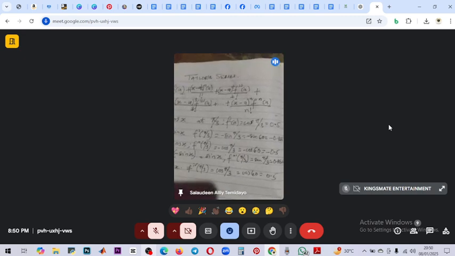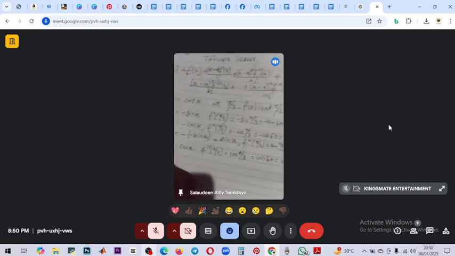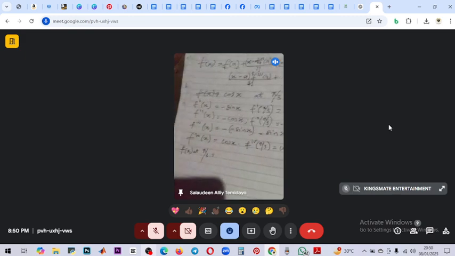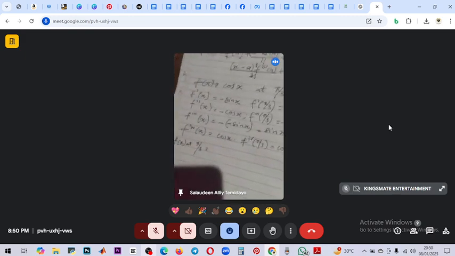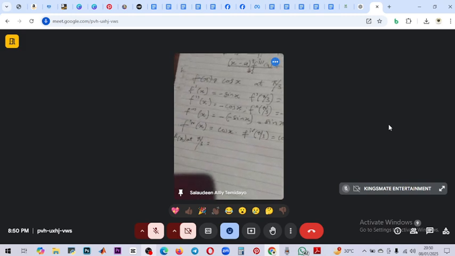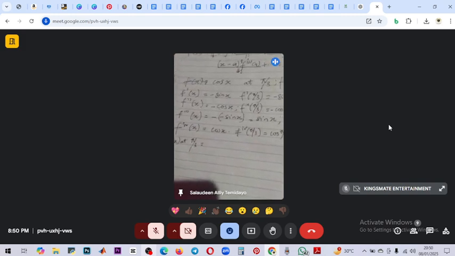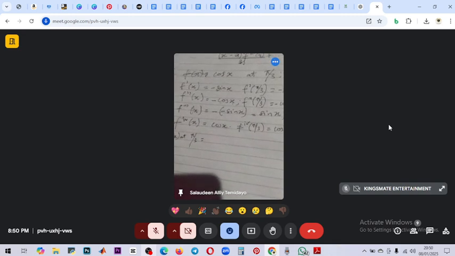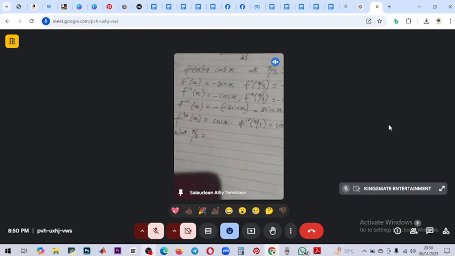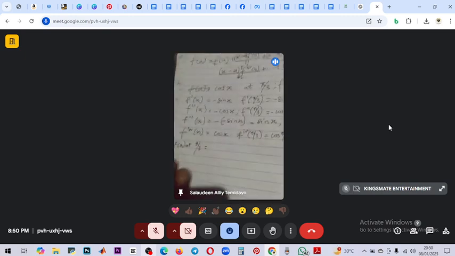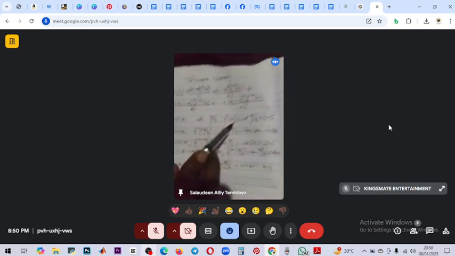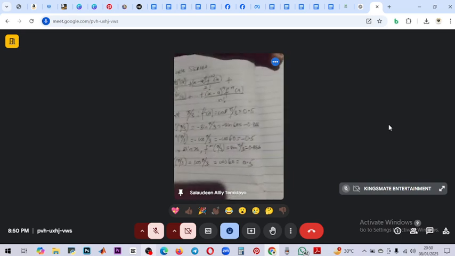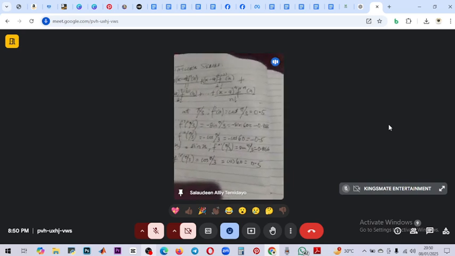So now we want to solve the problem that says f of x is equal to cosine x. The question is: expand f of x, which is cosine x, at point pi over 3. To use this thing now, we have to get f of a first. After getting f of a, we need f prime of a.